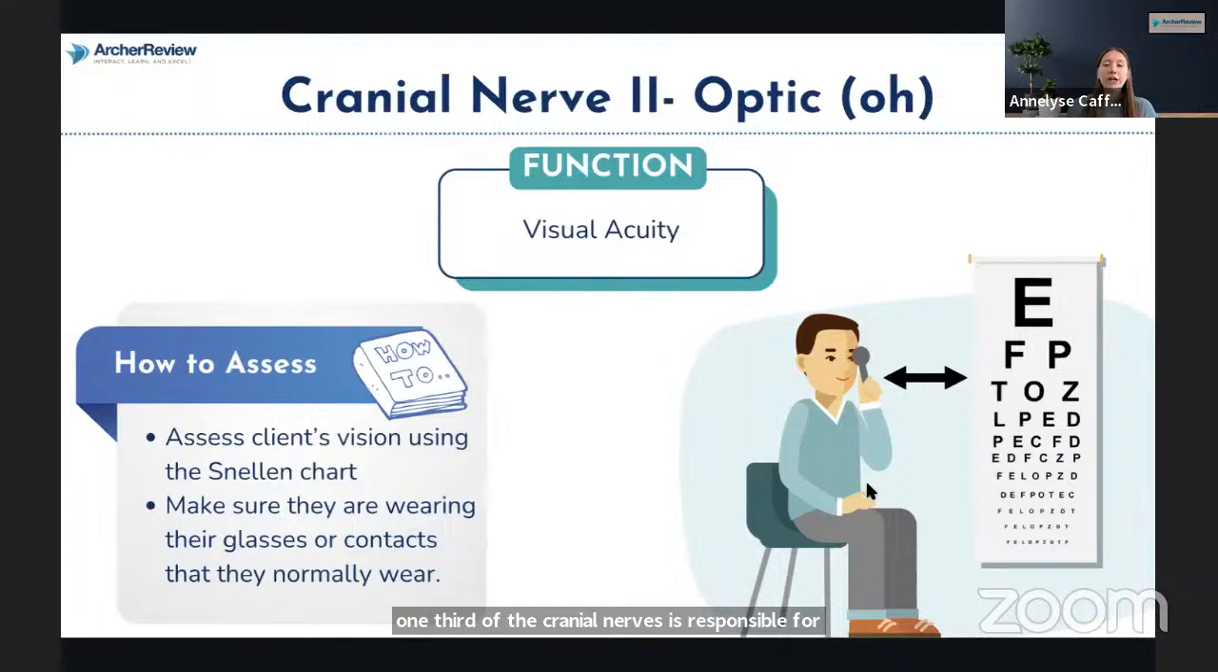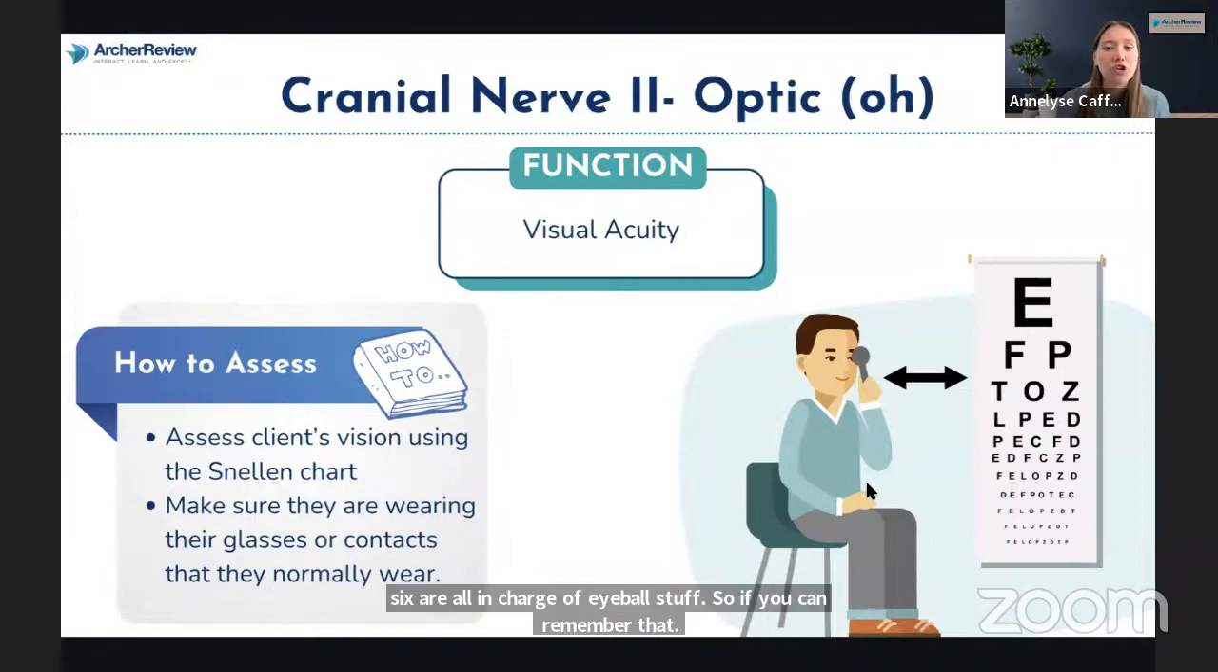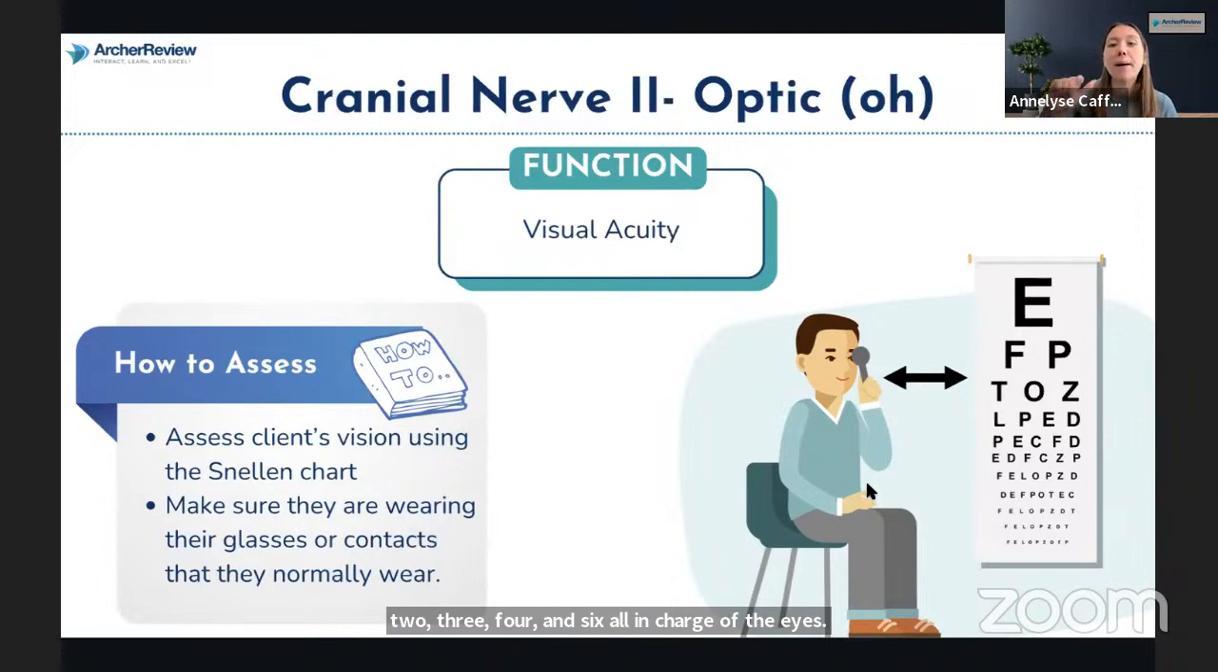So I like to remember cranial nerves 2, 3, 4, and 6 are all in charge of eyeball stuff. So if you can remember that, 2, 3, 4, and 6, all in charge of the eyes. If you go through our mnemonic that we looked at first, some say, so cranial nerve 2, while it is in charge of the eyeballs, is only sensory functions. So this is specifically our visual acuity. And I remember that one because we have 2 eyeballs. So that's our optic nerve. You have your 1 nose for olfactory, 2 eyeballs for optic.